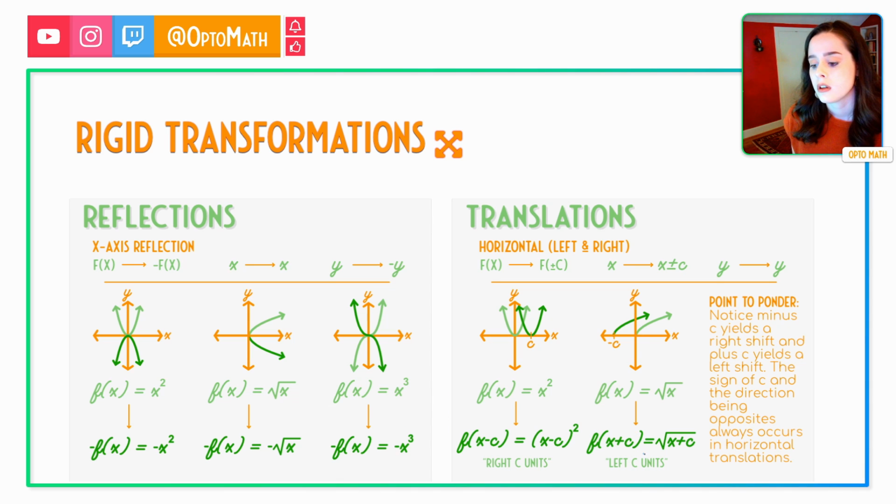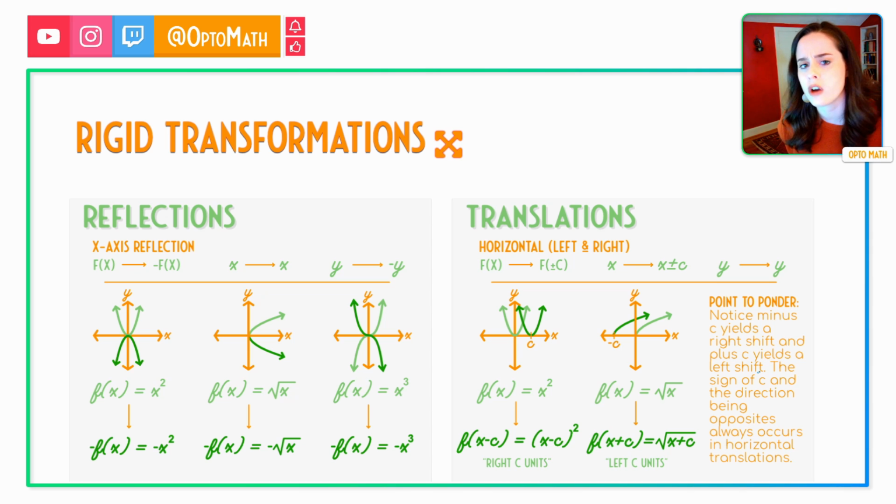Look at here for our square root of x. If you do plus c on the inside of your parentheses or your grouping symbol, such as a square root, you're actually going to go left c units. Notice we have our c here. That tells us we've gone right c. And that's a negative c. We've gone c to the left.